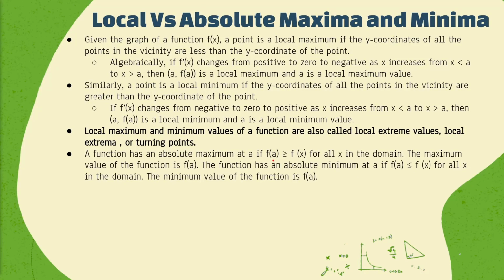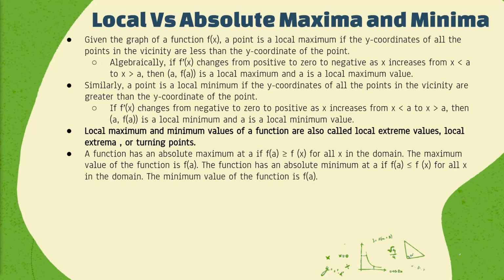So local versus absolute maxima and minima. Here are a few definitions that we need to know before we go into actually solving some problems, and those definitions are the following. Given the graph of a function f of x, a point is a local maximum if the y-coordinates of all the points in the vicinity are less than the y-coordinate of the point. So what does that mean? If you look at a single point, if the area beside it is less than the point itself, then you have a local maximum.